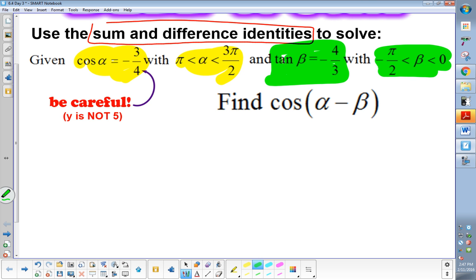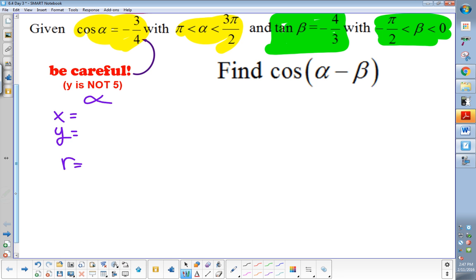They gave us a lot of information. Notice that they talked about alpha and they talked about beta. So hopefully that sets off a reminder in your brain that you need to set up two separate triangles. You need to set up an alpha triangle with x, y, and r, and you're going to set up a beta triangle with the same stuff. Questions so far?